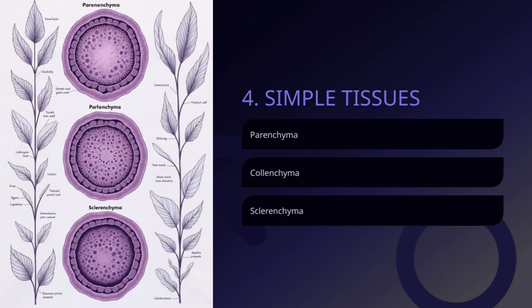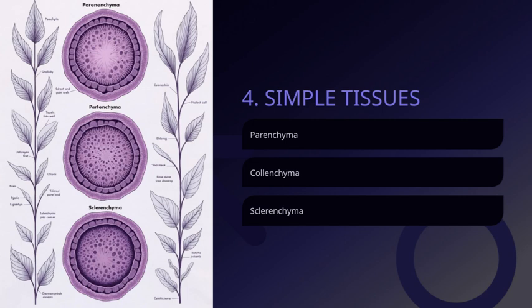Next, parenchyma. Parenchyma cells are living cells with unevenly thickened walls, giving flexible support to the plant, especially in growing regions like stems and leaf stalks. They help the plant withstand bending without breaking.